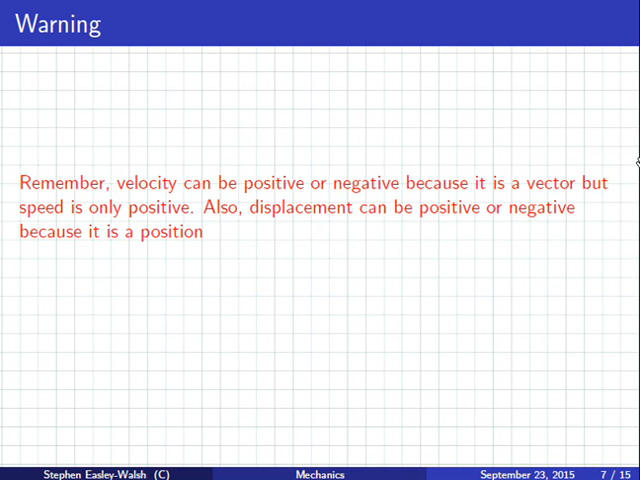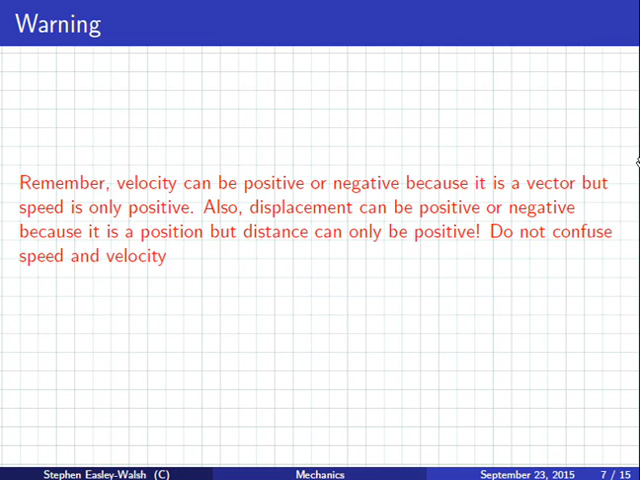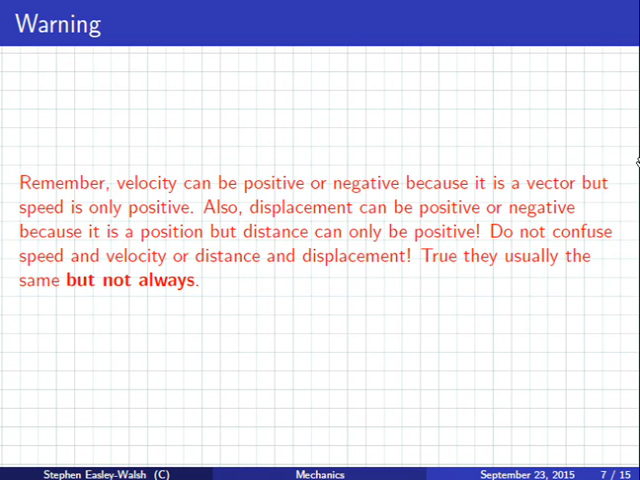Displacement can be positive or negative because it's a position, so like +1 or -1. But distance can only be positive. Do not confuse speed and velocity, please don't, or distance and displacement. For most problems they are the same, mostly, but not always.